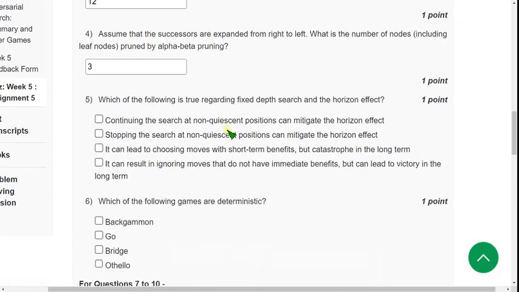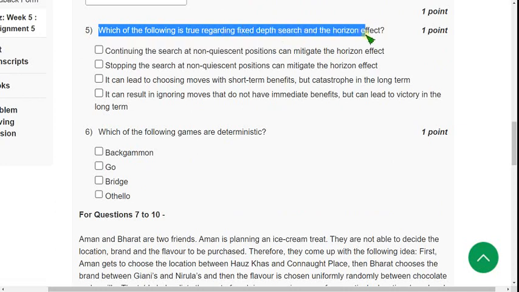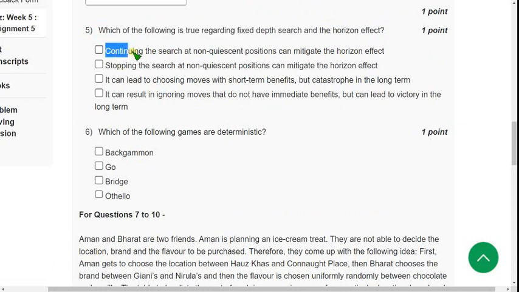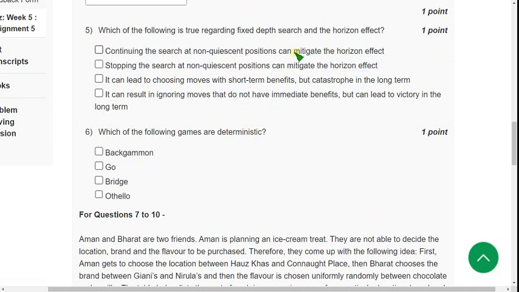Moving on to the fifth one, which of the following is true regarding fixed depth search and the horizon effect? So guys, for the fifth question, the first option: continuing the search at non-quiescent positions can mitigate the horizon effect. Mitigate means lessen the effect. It means it reduces the horizon effect.